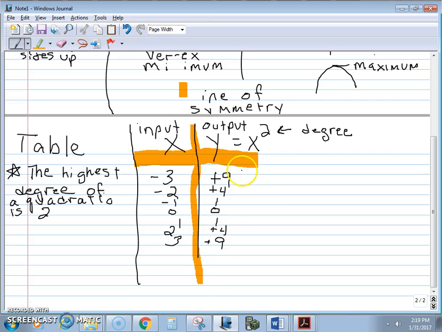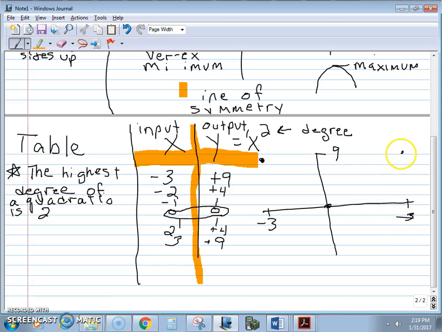So do you guys see what happened? We started, I'm going to do a little sketch over here. A sketch means I'm not going to put all of my numbers on it. My highest one was 9 in this little table. So if I started at -3, I started at 9. What's my minimum point? 0, 0. And then over here at +3, it went back up to 9. So there's my parabola.